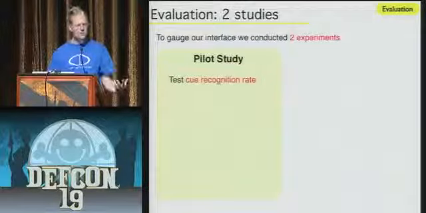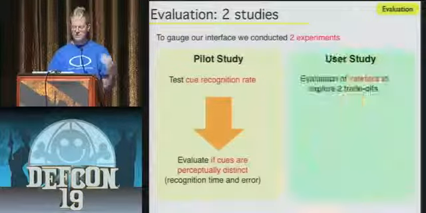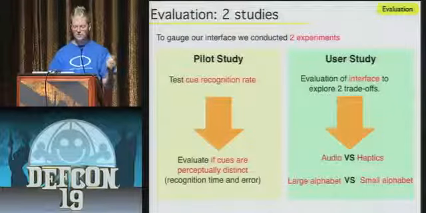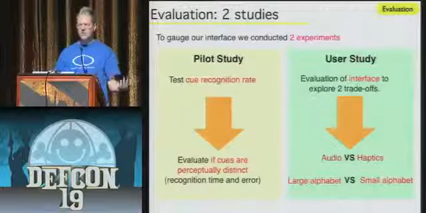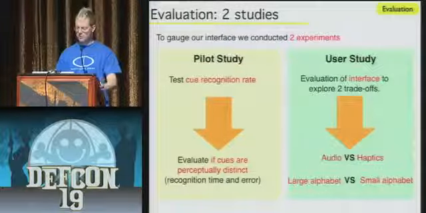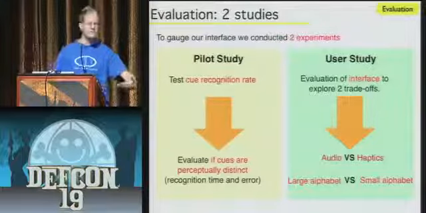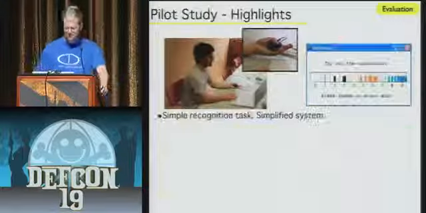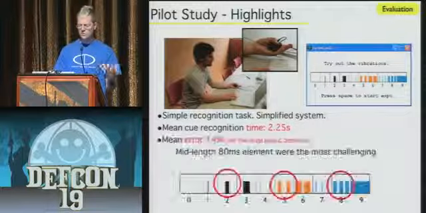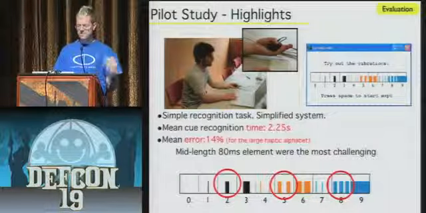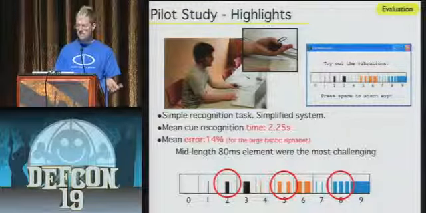So 2 user studies were done for this one as well. Again, a test for perceptual distinction, and then a full study to compare 2 things. First, auditory versus haptic modality. Second, large alphabet versus small alphabet. How big of a number of digits should be involved, assuming that there's enough for acceptable brute force resistance. The pilot study showed some difficulties with tacton recognition with the large alphabet. So the more complex alphabet was harder to recognize, the error rate was higher.